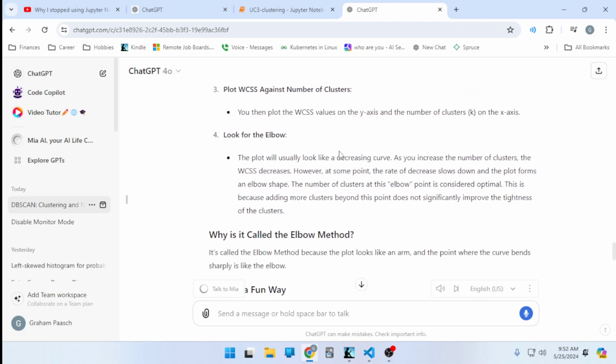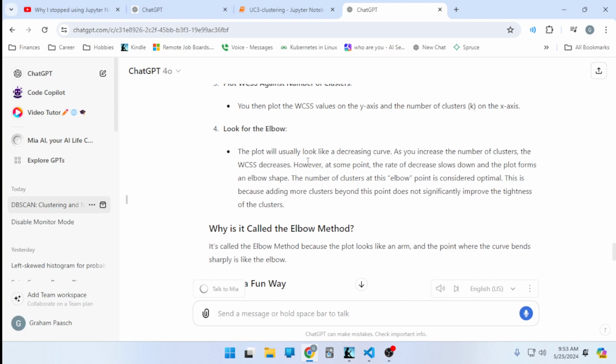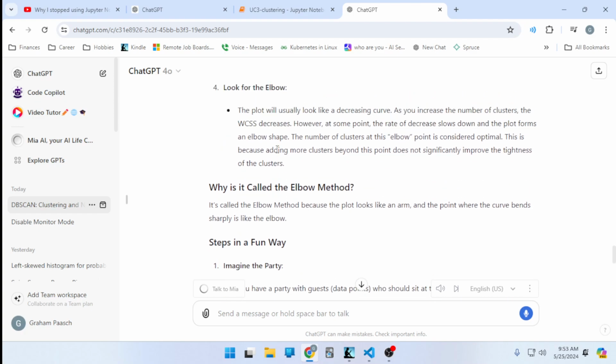Plot WCSS against number of clusters. You then plot the WCSS values on the y-axis and the number of clusters, k, on the x-axis. Look for the elbow. The plot will usually look like a decreasing curve. As you increase the number of clusters, the WCSS decreases. However, at some point, the rate of decrease slows down and the plot forms an elbow shape. The number of clusters at this elbow point is considered optimal. This is because adding more clusters beyond this point does not significantly improve the tightness of the clusters.